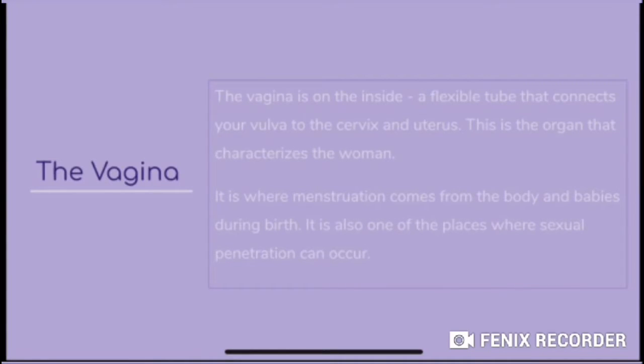The first sexual organ we're going to explain is the vagina. The vagina is, on the inside, a flexible tube that connects your vulva to the cervix and uterus. This is the organ that characterizes the woman. It is where menstruation leaves the body and where babies exit during birth. It is also one of the places where sexual penetration can occur.